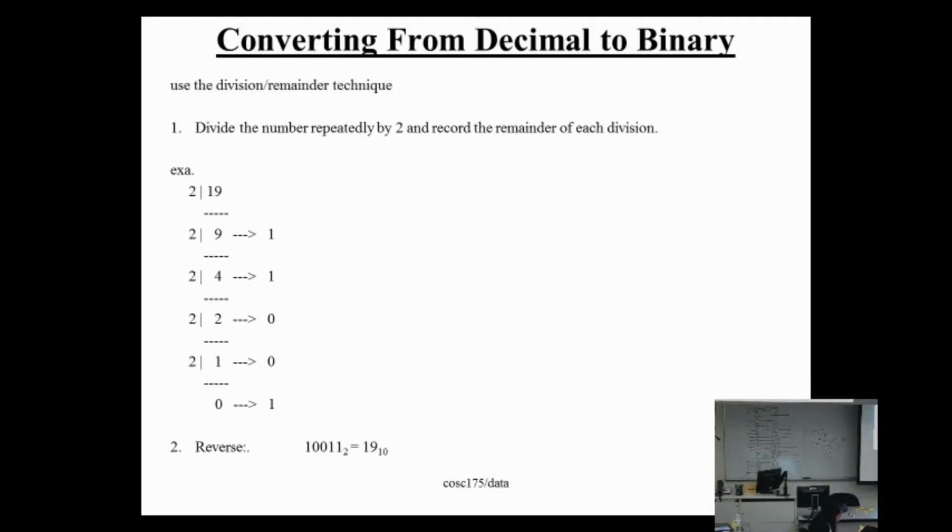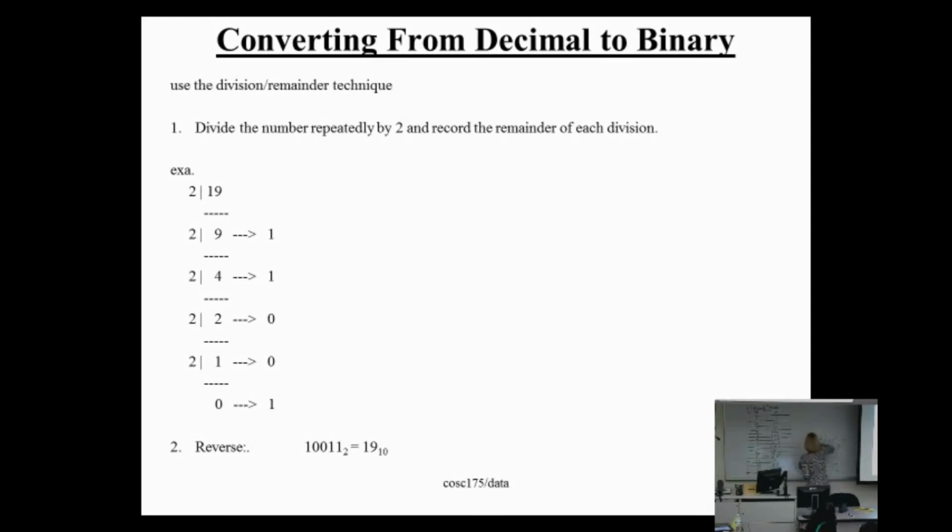Now remember, we went from binary to decimal by multiplying by powers of 2. How do you think we're going to go from decimal to binary? Divide by 2. Okay, now this is the hardest. It's not hard math. It's just funky. So the first example we have here is 19.